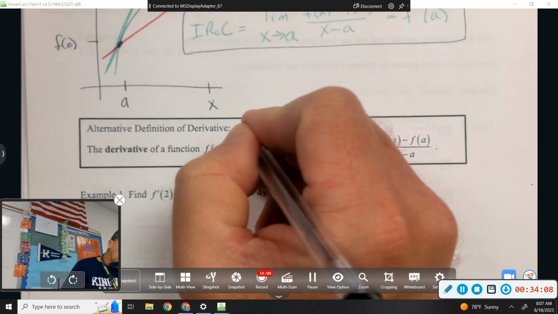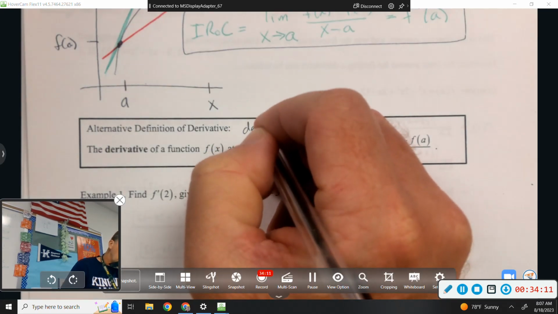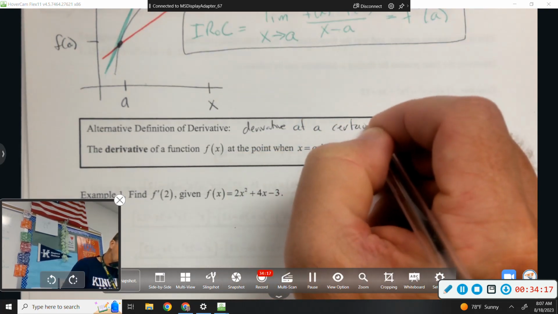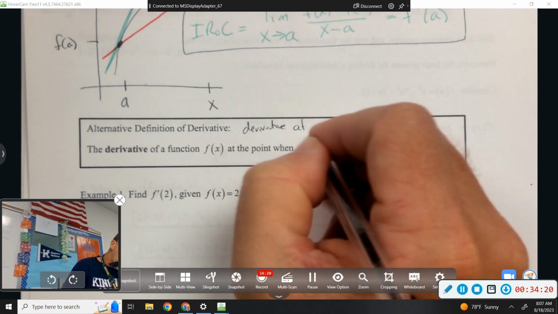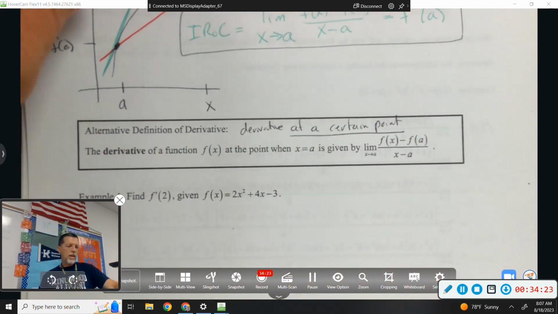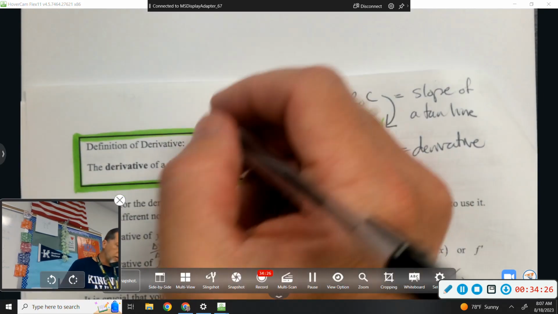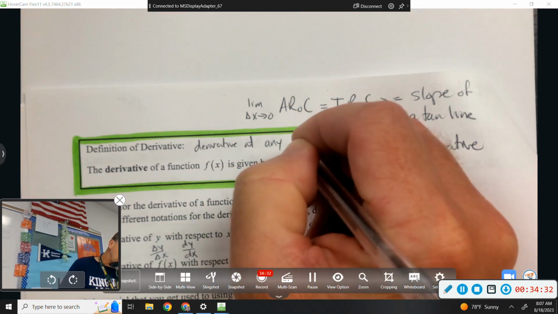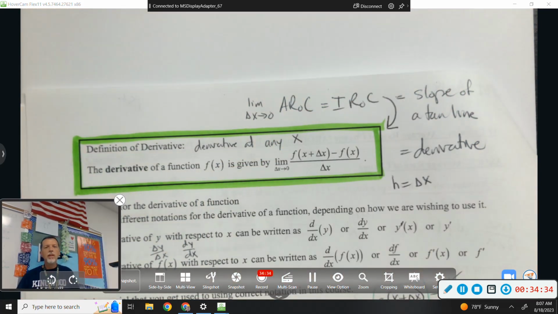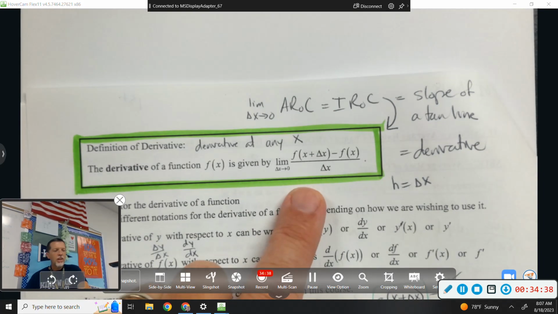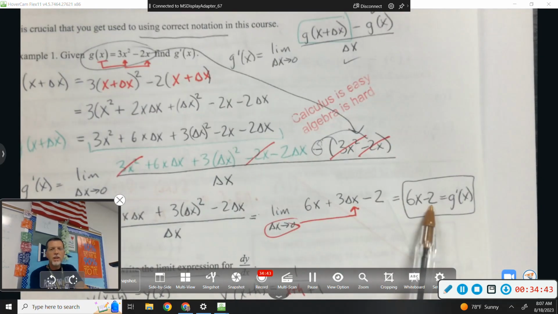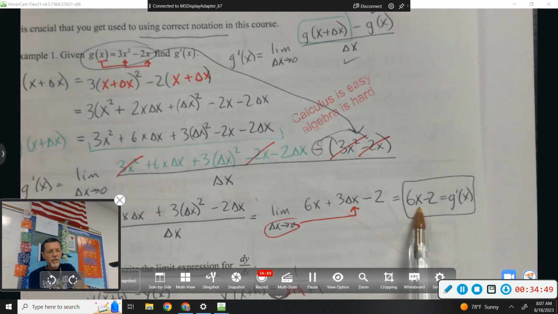Alternative form tells you the derivative at a certain point. The definition of a derivative tells you the derivative at any x. So this bigger definition is more robust, it's more powerful, more helpful. Like that first example we did, you can now find the derivative of g anywhere by just plugging in whatever value of x into 6x minus 2.